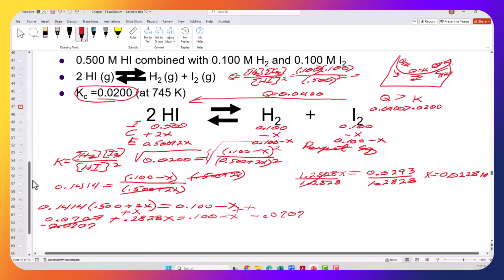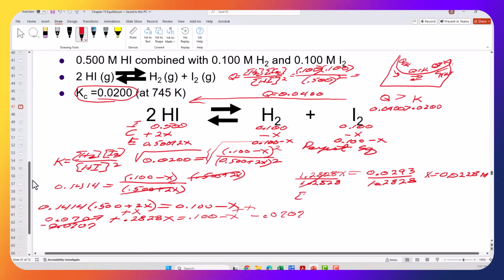Now, x is not my concentration. Remember, what I have to do is I have to subtract it from 0.1 to get my H2 concentration at equilibrium, and I have to add 2x to 0.5 to get my HI concentration at equilibrium.